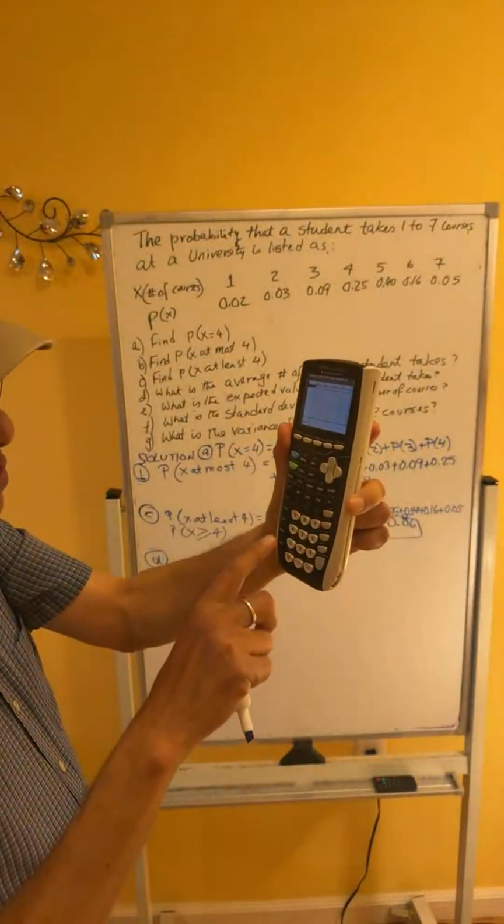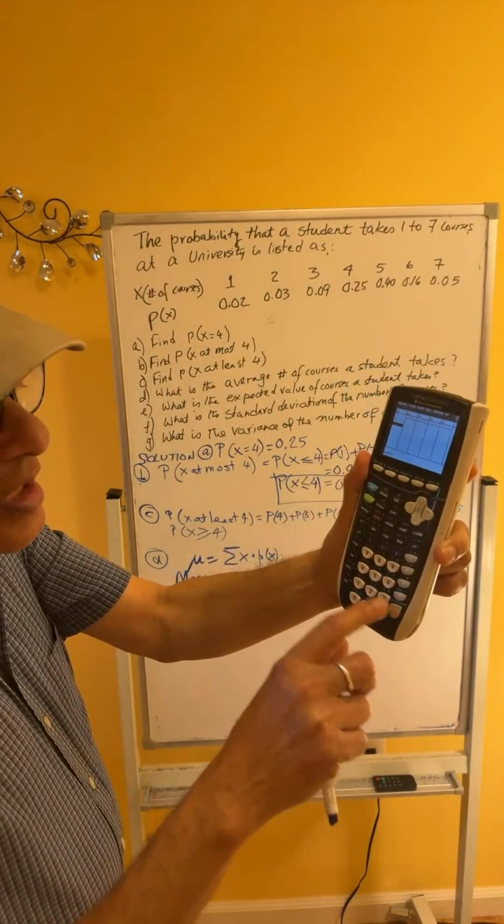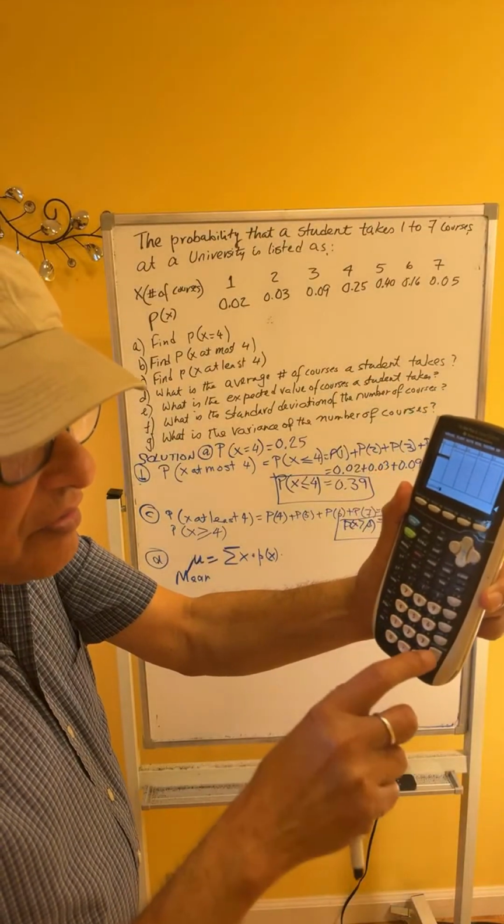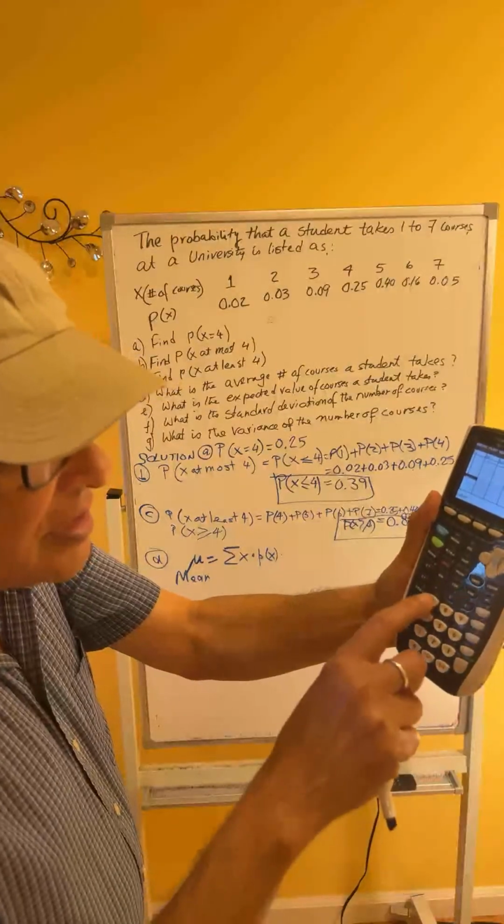So the first is 1, second is 2, 3. Every time we type a number in L1, we will hit enter. After 3, 4, then 5, then 6, then 7. This way all the x values from 1 to 7 are entered in L1. Now the cursor, which is the black rectangle, is sitting below 7 in L1.